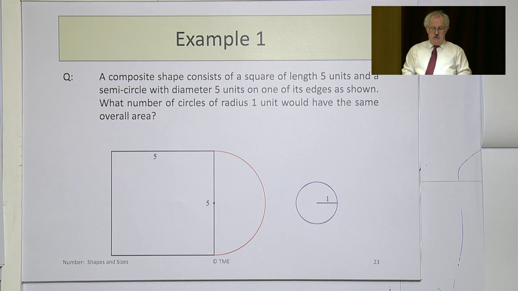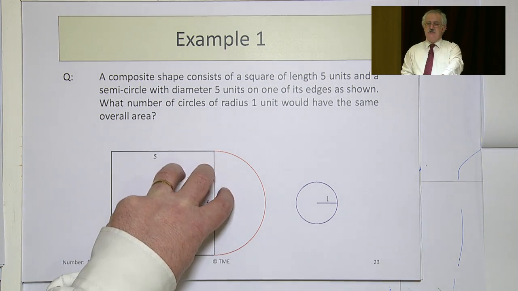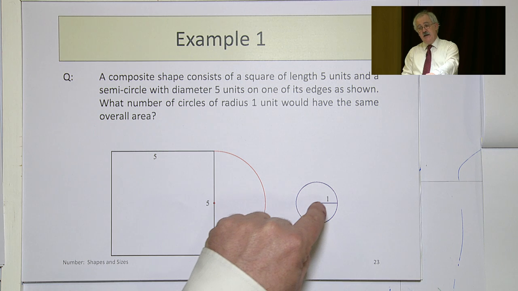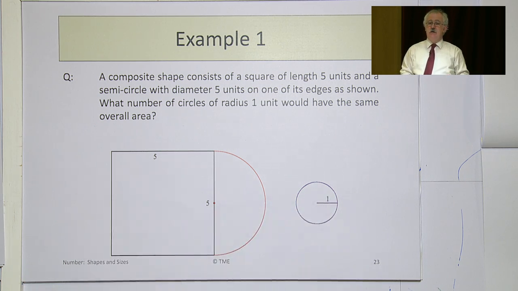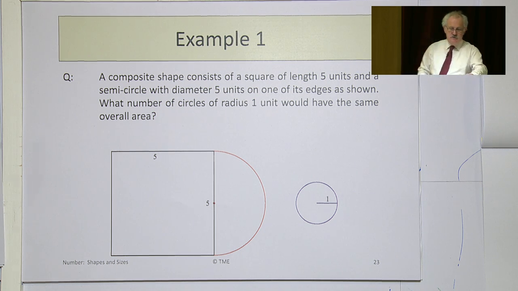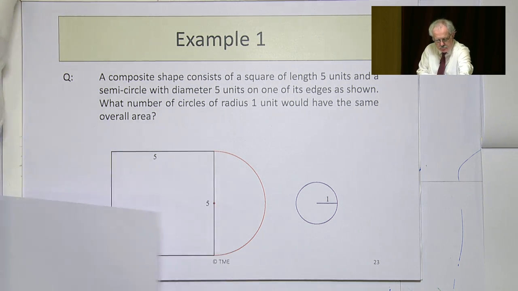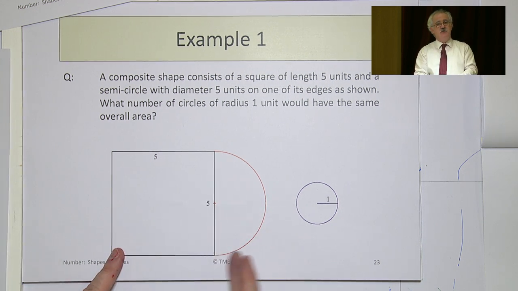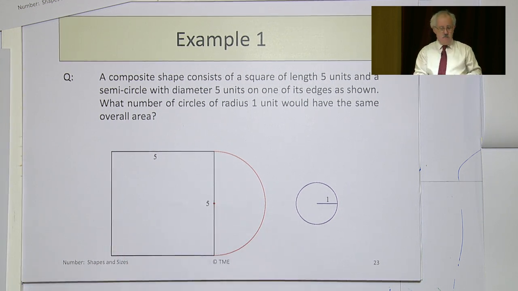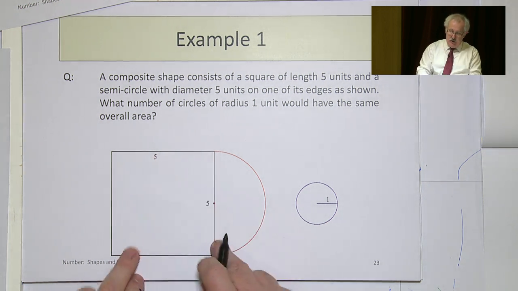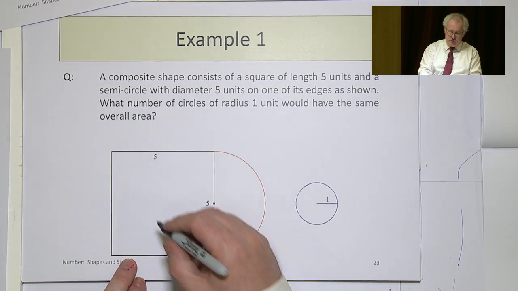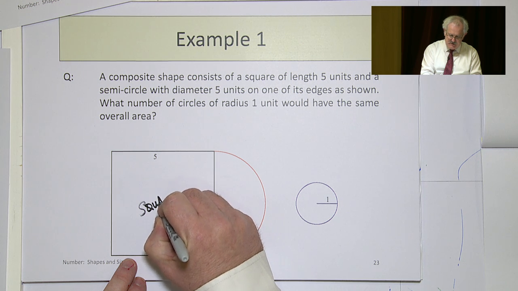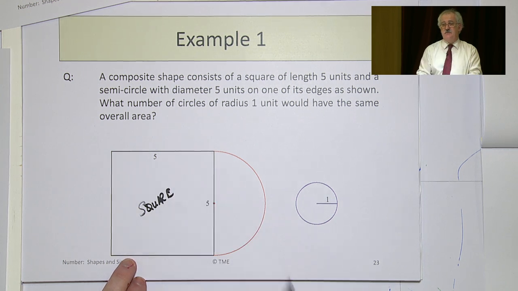So really what we've got to figure out is what is the area of that space there, and what is the area of this, and divide one into the other. It's as straightforward as that. So we start by saying, this is the composite shape. Is it made up of two different shapes? This one here, what do we call that one? A square. It's at least a rectangle, but it says 5 by 5, so it's a square.